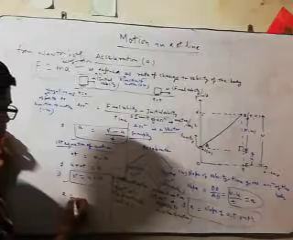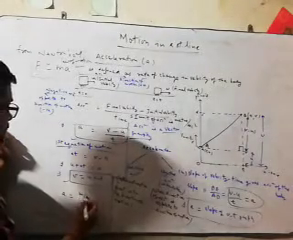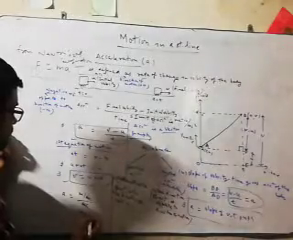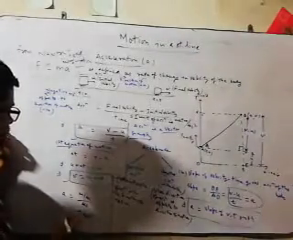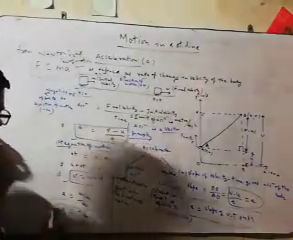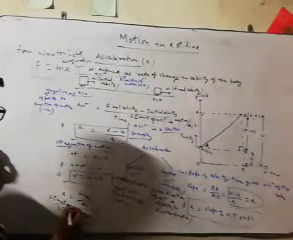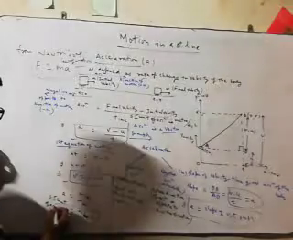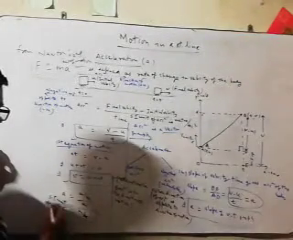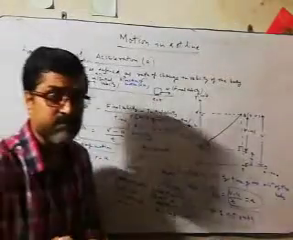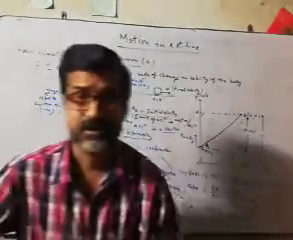So if you have to find meter per second by second, that is meter per second square. So that is the SI unit of acceleration. The SI unit of acceleration is meter per second square.